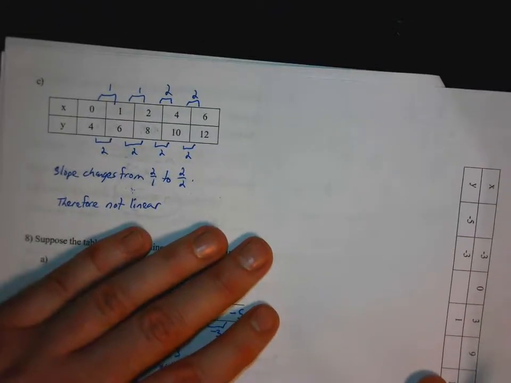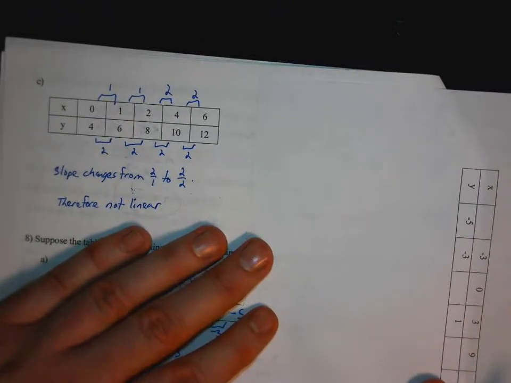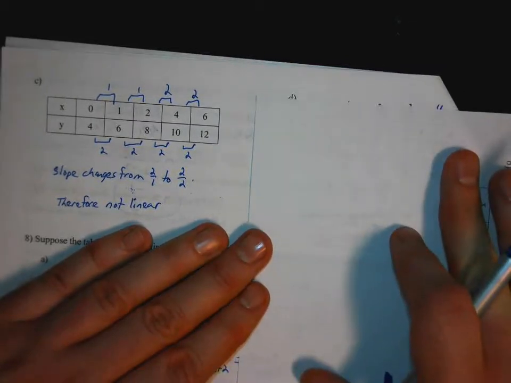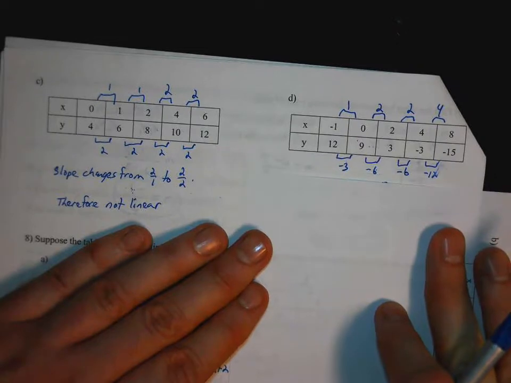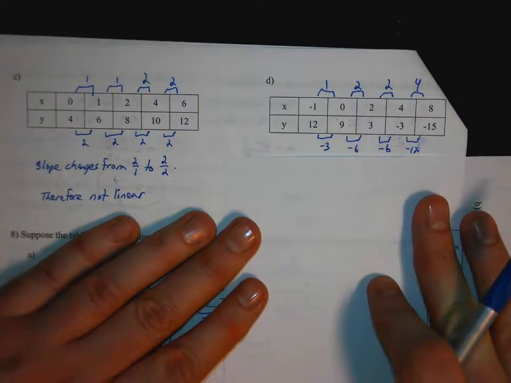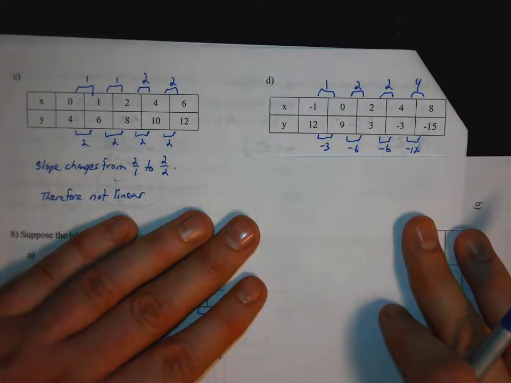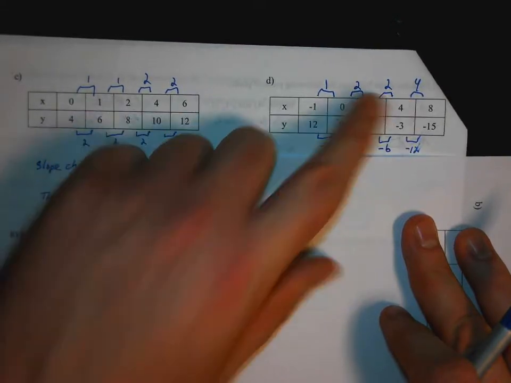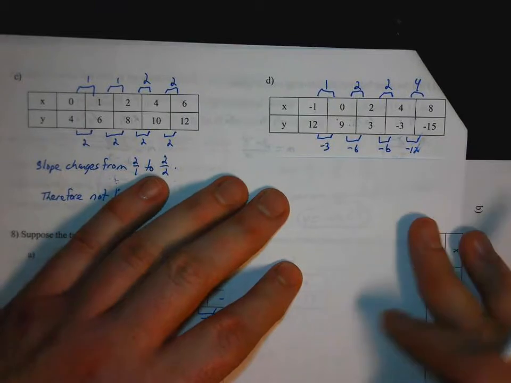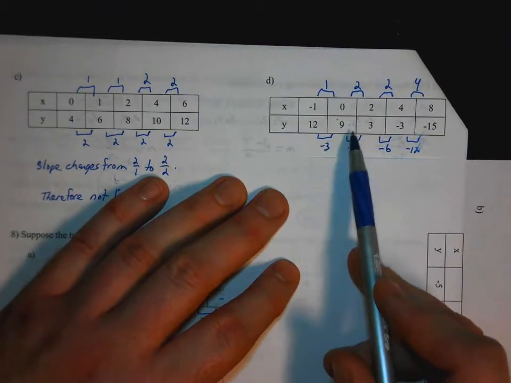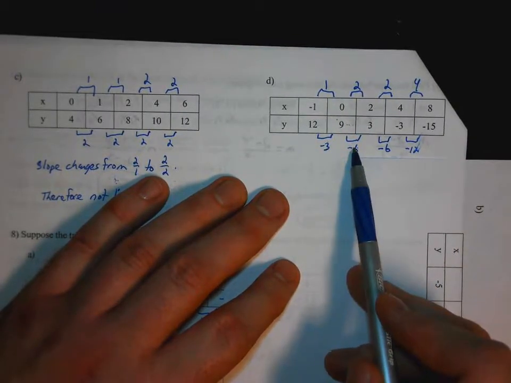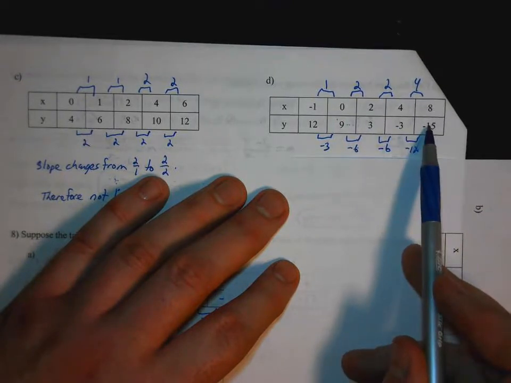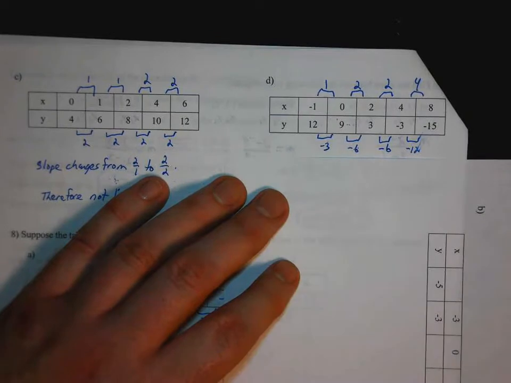Part D. Okay, again, I'm going to suggest you try this one and see what you come up with. But I'm going to put the change in the table here just to show you. So the x values go up by 1, then by 2, then by 4. And the y values subtract 3. Then from 9 to 3 you subtract 6. From 3 to negative 3 you subtract 6. And then from negative 3 to negative 15 you subtract 12.